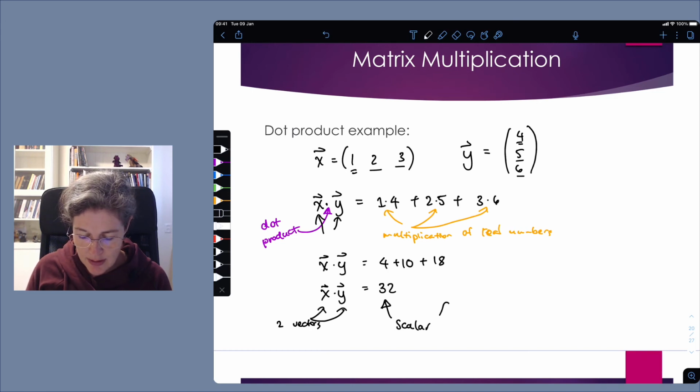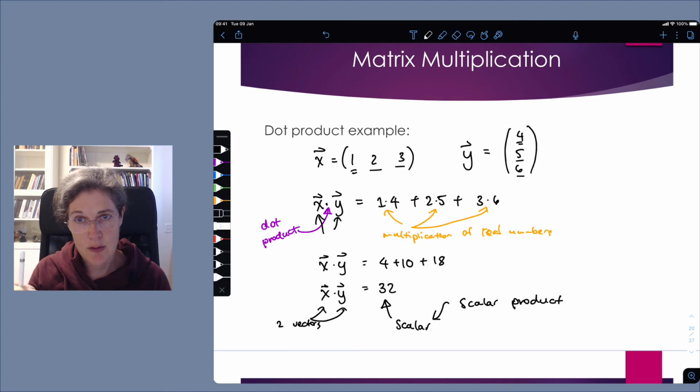Because this is a scalar, you will sometimes hear the dot product referred to as the scalar product, which basically says you take two vectors and do the thing that gives you a scalar. This is opposed to the cross product, which we're not going to talk about, but you might have seen in physics, where you take two vectors and do a different kind of multiplication that gives you another vector. Okay, so that's the first step, the dot product.